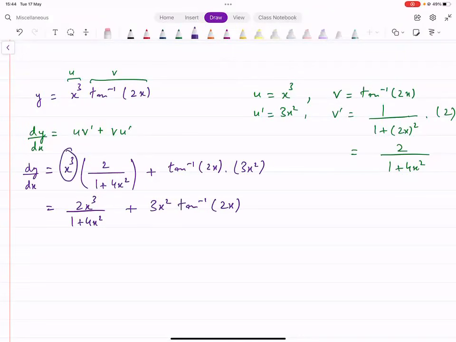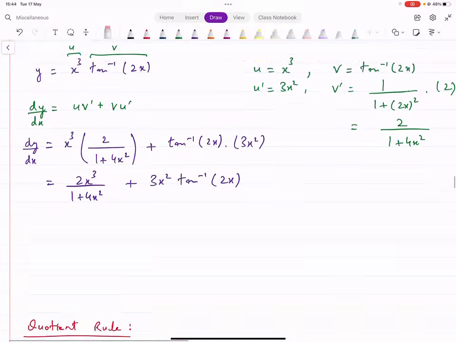u into v dash plus v as it is into u dash, right? So that's how the derivative works. You can simplify this afterwards.